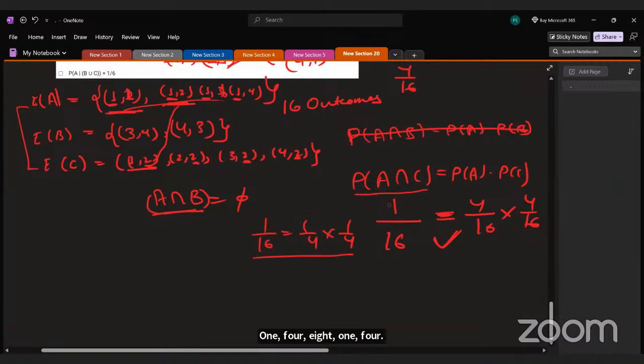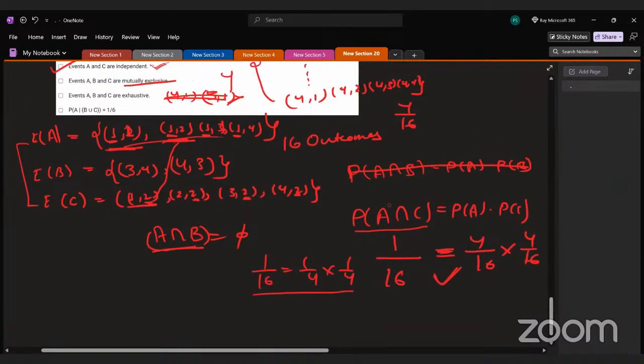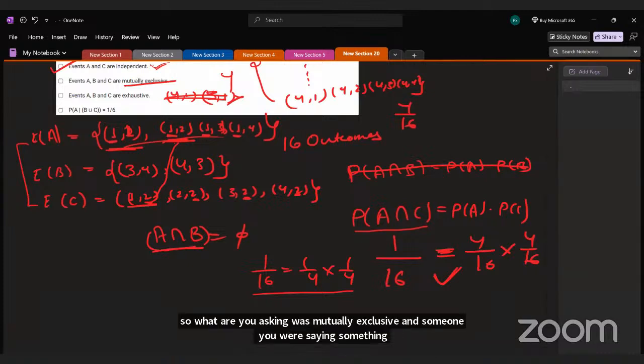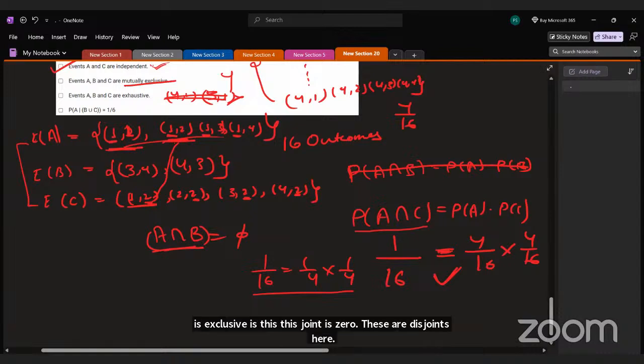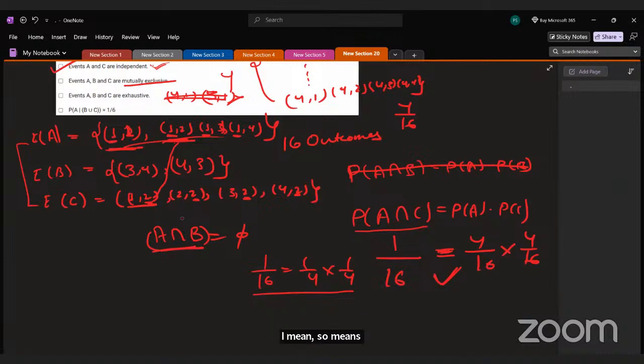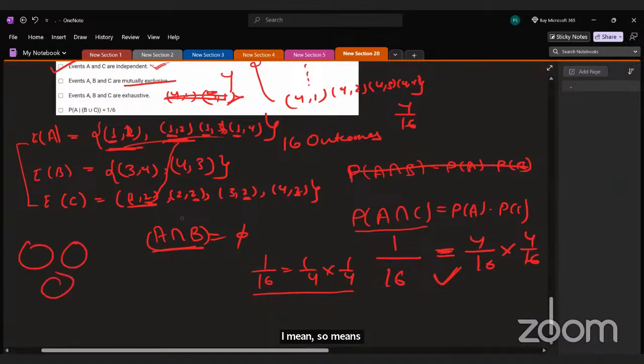Okay, so what I was asking was mutually exclusive, and someone was saying something. We can say that mutually exclusive means one will not affect the outcome of the other. No, that is independent. Basically, these two events will not happen at the same time. Mutually exclusive is this. Disjoint means the intersection is zero, so it doesn't intersect. So A, B, C have no intersection.